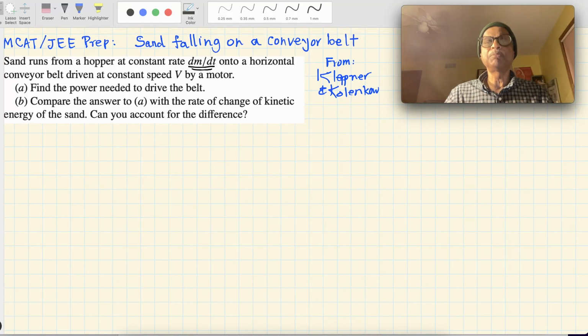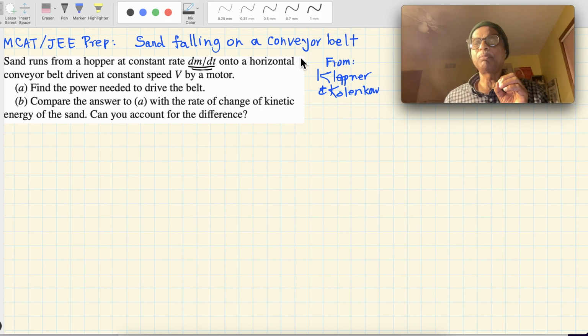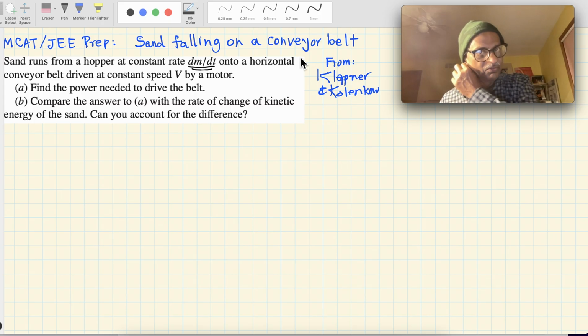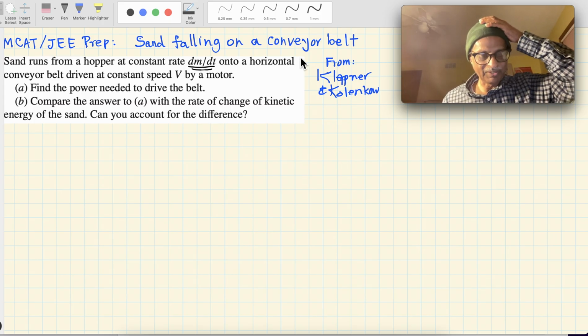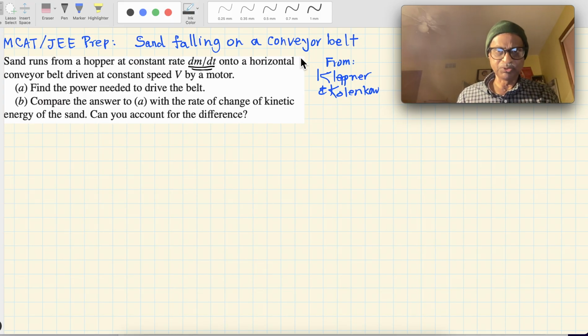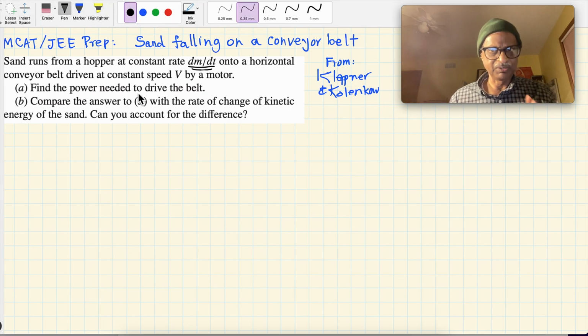So this particular problem comes to us from this book, Klepner and Kolenko. It's a little tricky problem, but not that difficult. I would say it's on the difficult side, but fairly accessible. Okay, so let's look at the situation more closely, and then once you look at it closely, you'll know this problem can be solved from what we have been talking about.